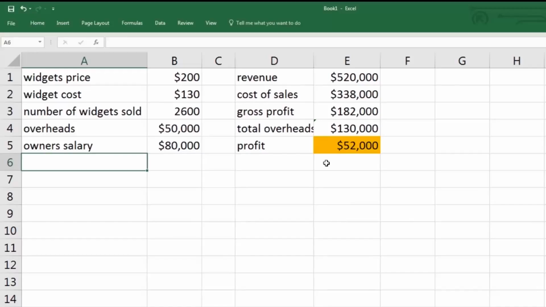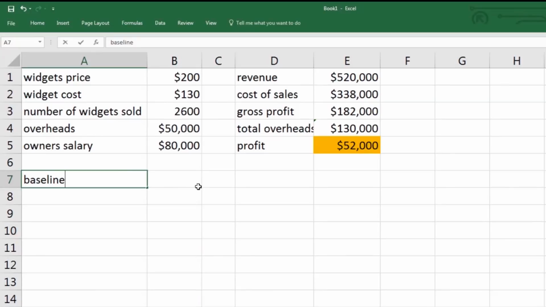And we're going to call whatever it is you do widgets. Now you might sell something, you might sell shoes or whatever, or you might sell a service. Here's the model that we came up with last time. It's a simple little business. It sells widgets, and widgets are whatever they are for you. It sells that many widgets per year. It has that cost per widget, those overheads, that owner's salary, and this is the resulting profit.